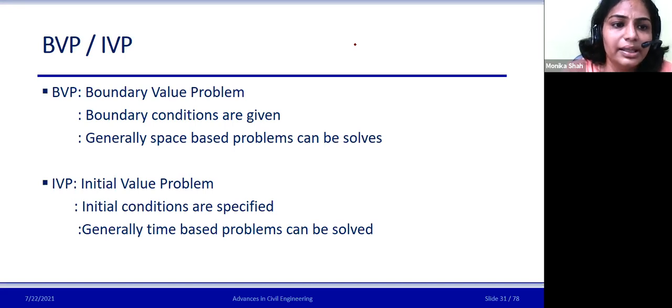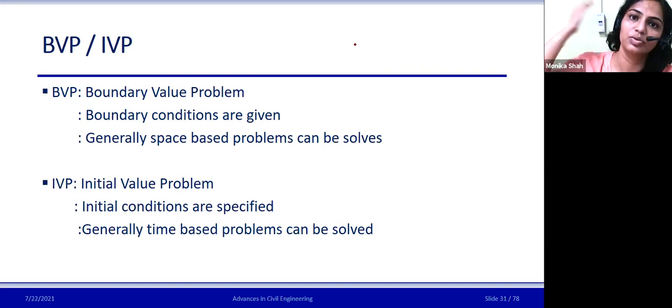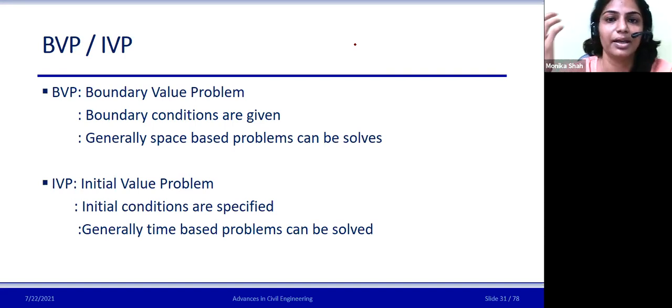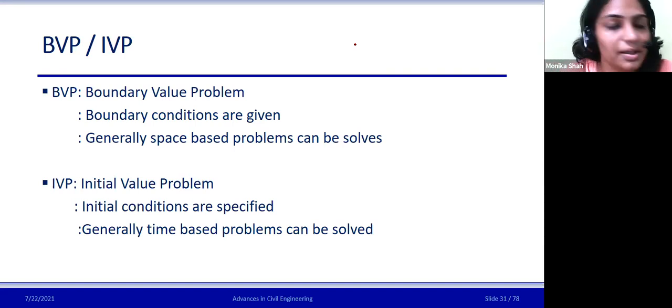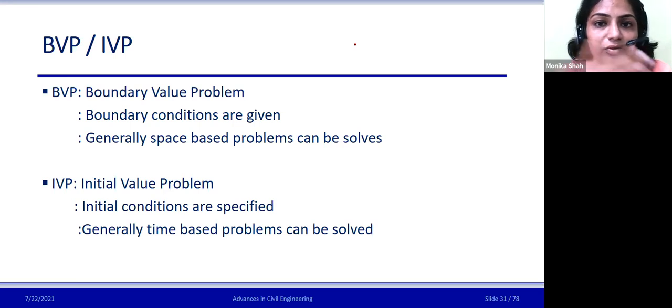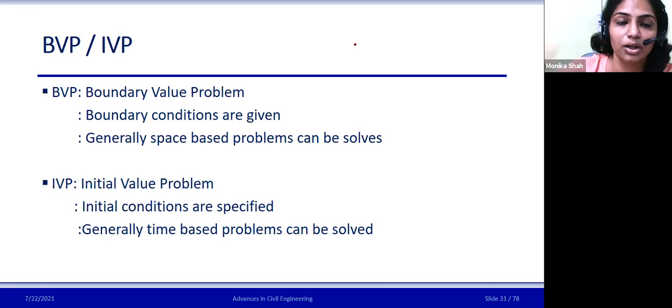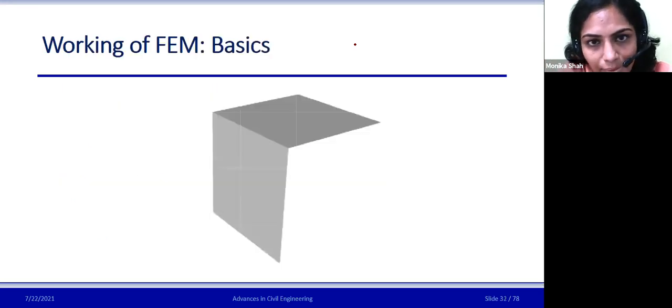So generally this is the kind of boundary value problem. And sometimes I have problems where I have to give initial conditions, let's say at time t equals 0. Let's say my concentration will be this, and at time t of 2 seconds or 4 seconds, subsequently how the values are going to change. That would be considered an initial value problem.